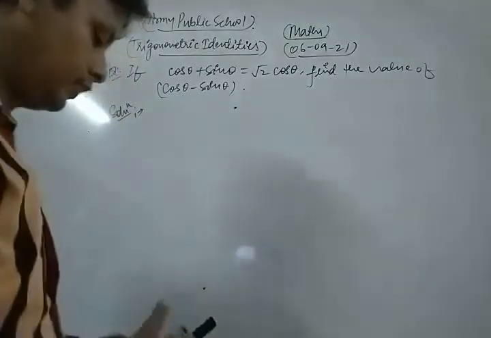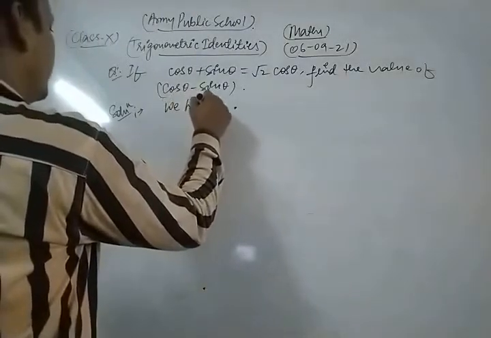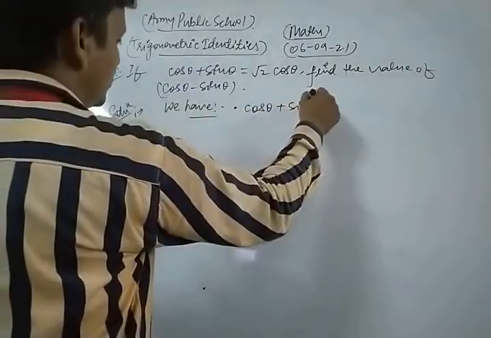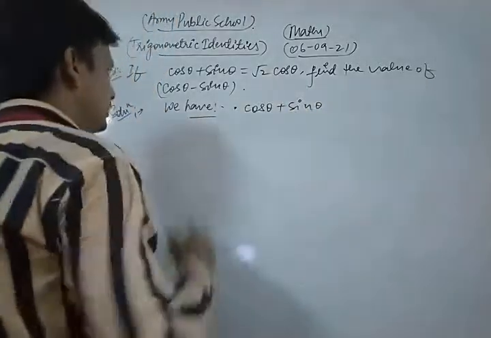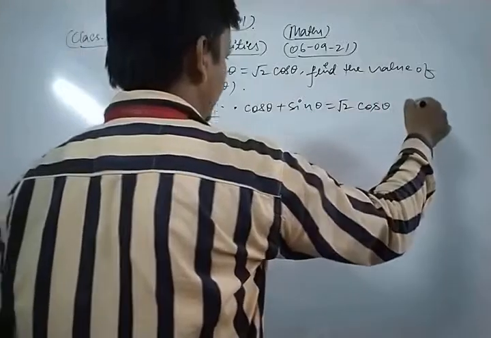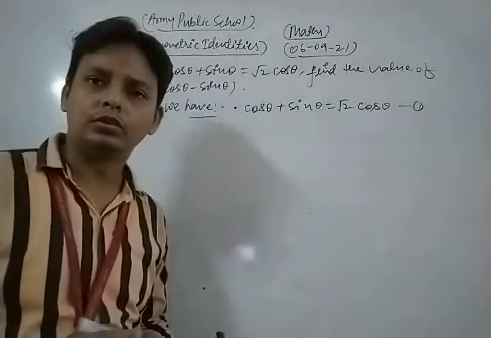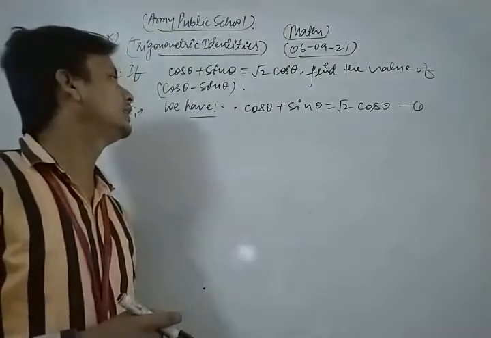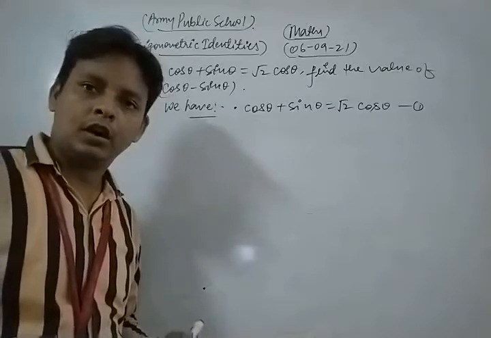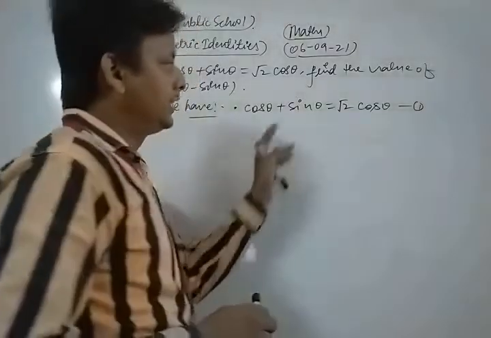Look, first of all, what is given? We have cos theta plus sin theta is equal to under root 2 cos theta. Take this as equation number 1. Now, in this question we have to find the value of cos theta minus sin theta. So for that, first of all, we are squaring both sides.